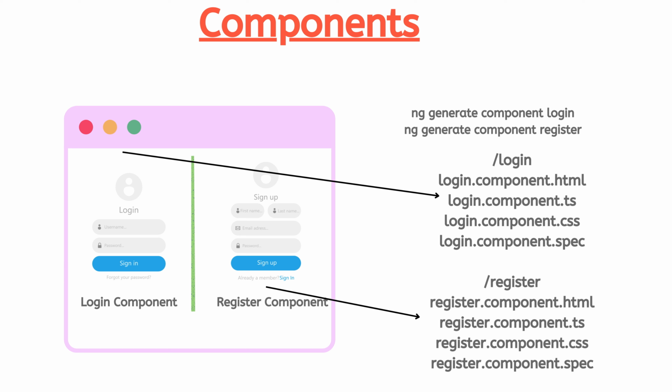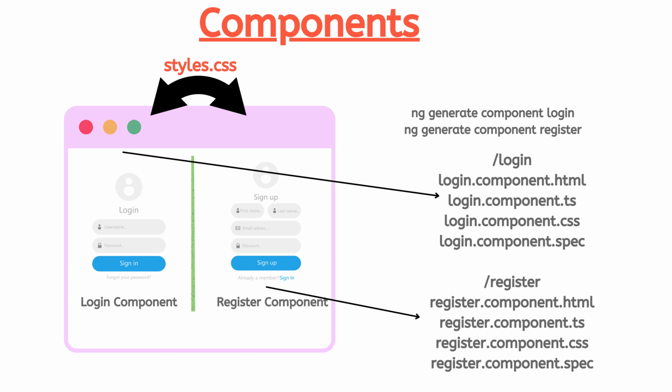The next file is the CSS file, login.component.css. This is specific to a particular component. Whatever CSS we add in the login.component.css file will be applied only to the login.component.html file. It is not a global file.